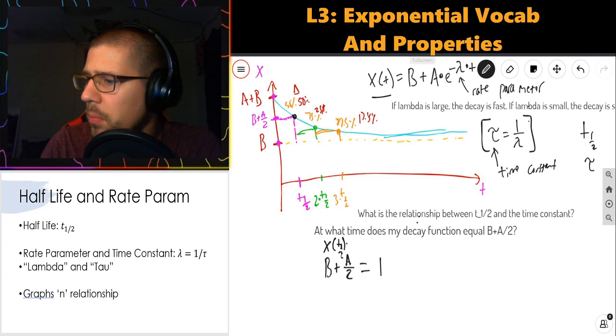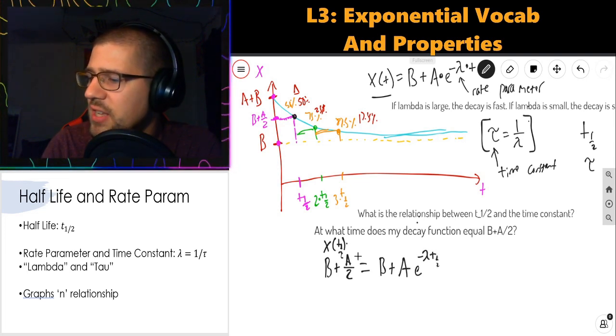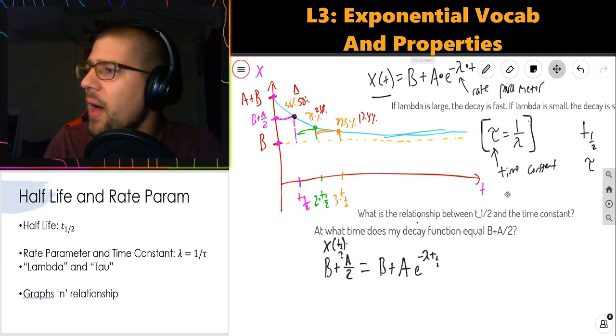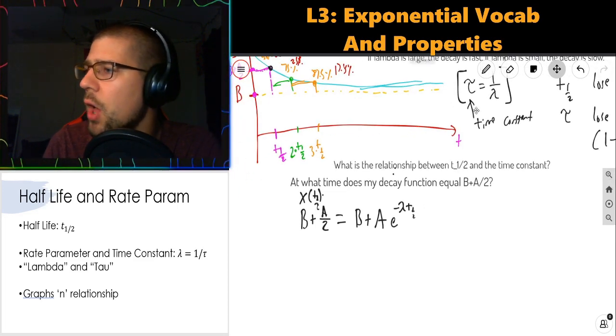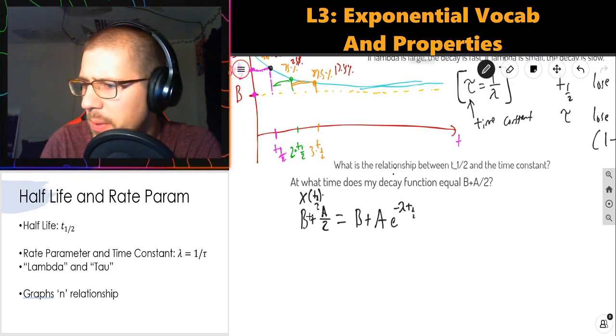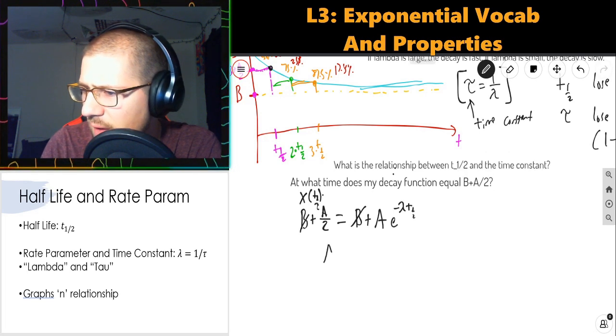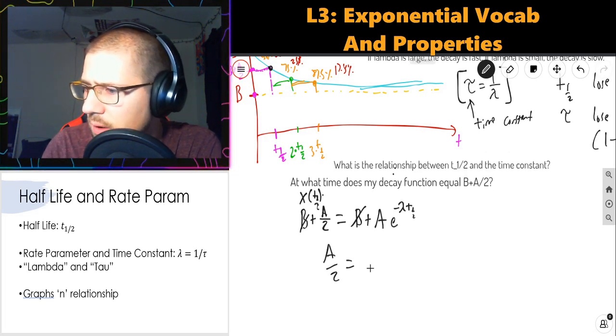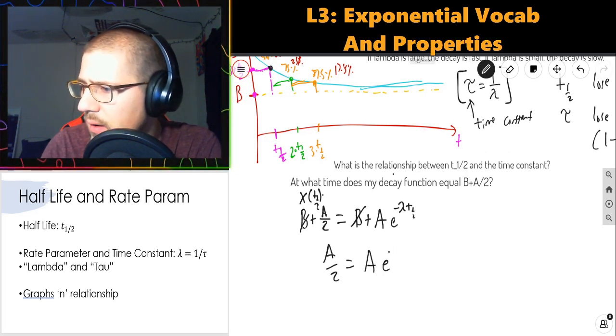This thing is going to equal b plus a to the exponent of negative lambda times t1 half. So I've plugged in t1 half. It's a value now. It's no longer a variable. And then I solve for t1 half. So I'm going to cancel out the b's. I find that a over 2 equals a e to the negative lambda t1 half.